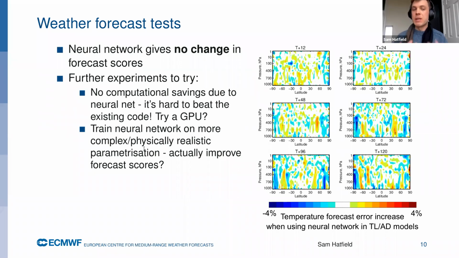Secondly, there might be a possibility here to actually improve the weather forecast skill by training the neural network on a more physically realistic parameterization instead of the one that I did here. And the neural network is the same cost regardless of how accurate it is as a surrogate for reality. So if we could find a way to improve the realism of the neural network by training it on a more complex but expensive scheme, we might actually be able to improve the forecast scores.